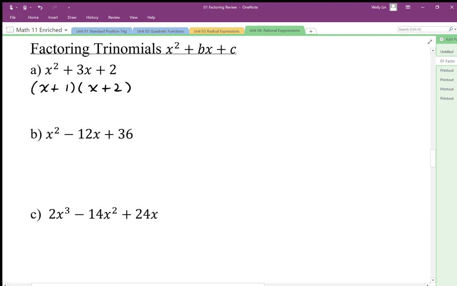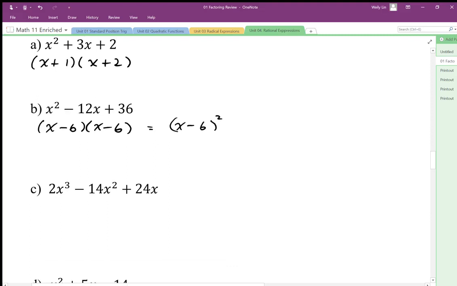Okay, for this one here, we have 12, two numbers that multiply to 36, add to negative 12. Okay, well, factors of 36 are 6 and 6, so that one will work. So we're going to end up with negative 6, negative 6. Okay, we could also rewrite that as a perfect square. Okay, this is a perfect square quadratic.